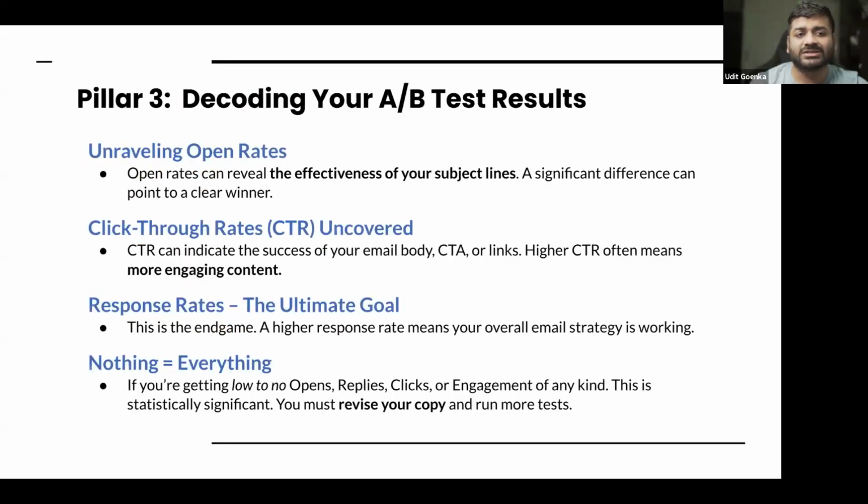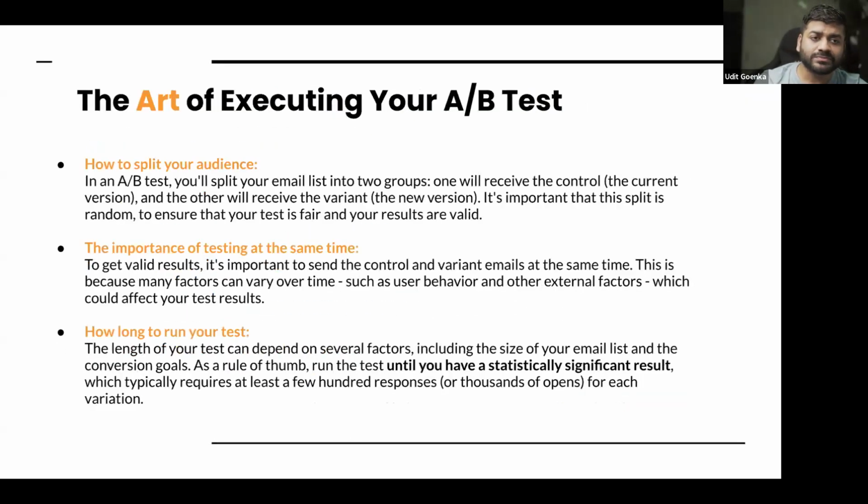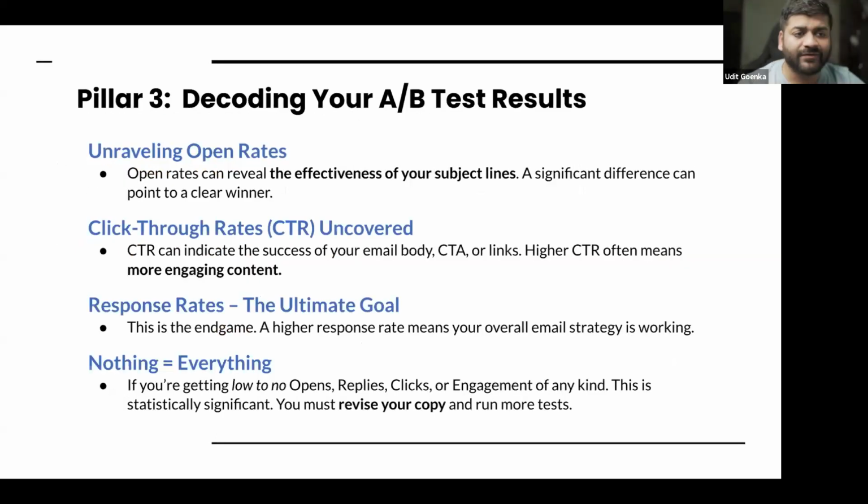So once you understand that, let's go into the third pillar, which is decoding your A/B testing and results, right? So now let's dive into it. The very first part is unveiling the open rates. Open rates can reveal the effectiveness of your subject lines, right? A significant number is a clear winner. We all know that. But be aware of a few things, right?